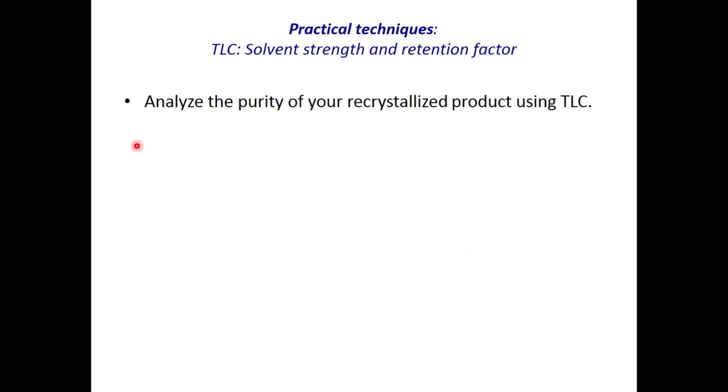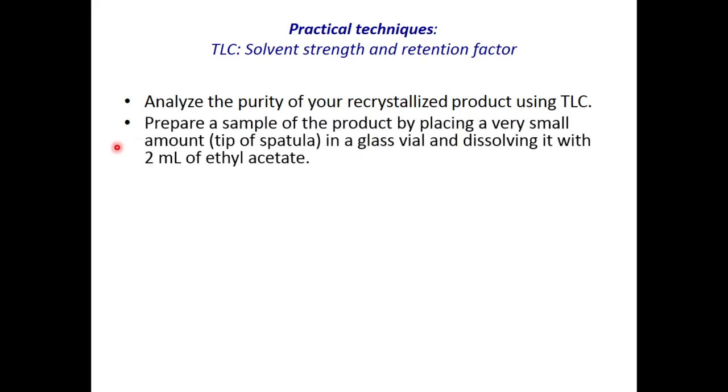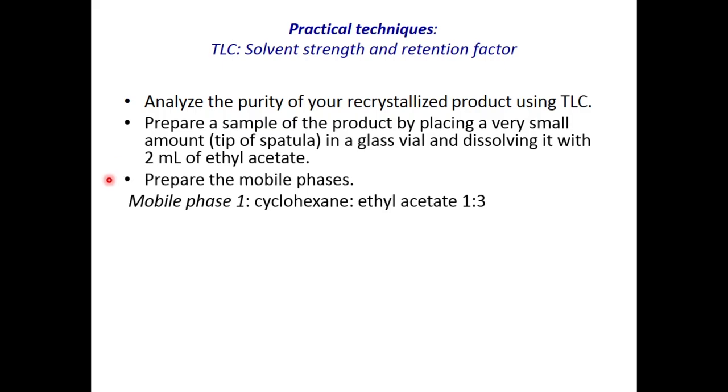So in this experiment, you want to analyze the purity of your recrystallized product using TLC. To do that, we're going to prepare a sample of the product by placing a very small amount, the tip of a spatula, in a glass vial and dissolving it with 2 mL of ethyl acetate. We then prepare the mobile phase. Our mobile phase is going to be cyclohexane to ethyl acetate 1:3.